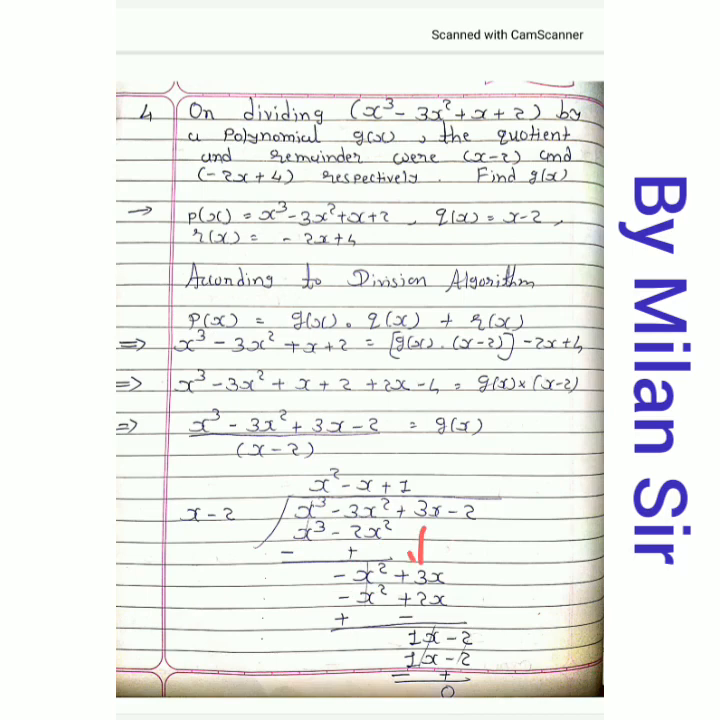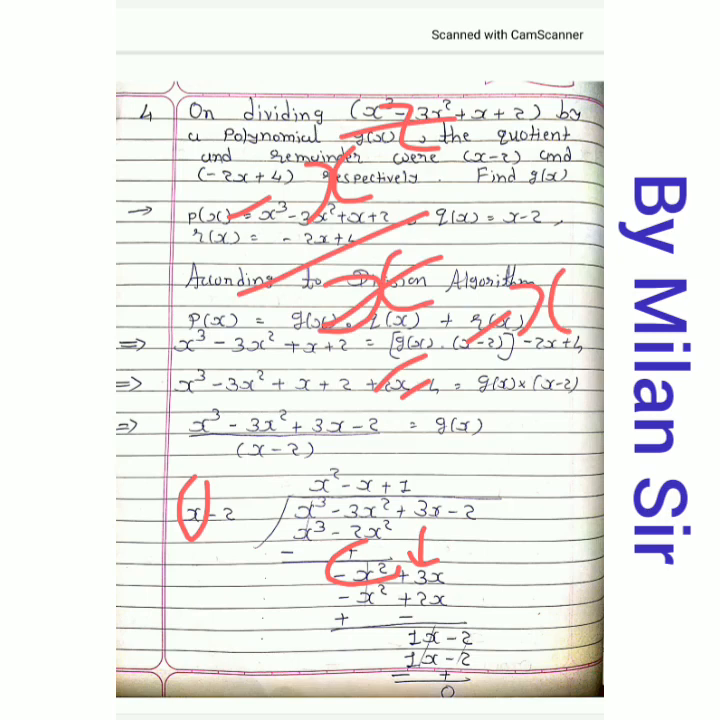Then plus 3x comes down. Again first term, this time minus x square and x. So x cut. So finally we got minus x, that I written in the answer, minus x.